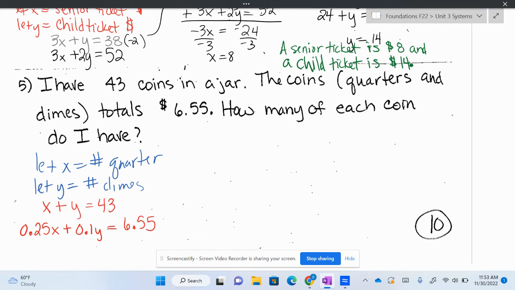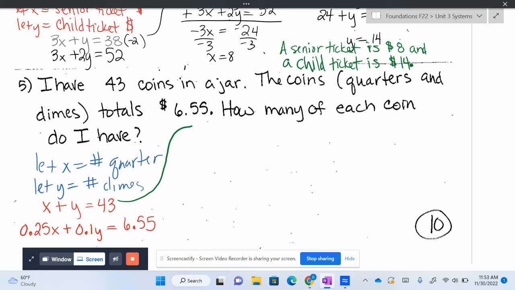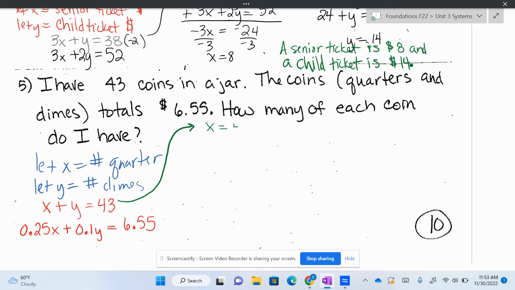Okay. I'm going to use substitution only because Brody did that yesterday. And I think that's a really good idea. So I'm going to take this equation right here and I'm going to solve it for X. So how do I solve this equation for X? Subtract Y. So I get X equals 43 minus Y. Are you okay with that? All right. Now I'm going to take this value right here and plug it in for my X.